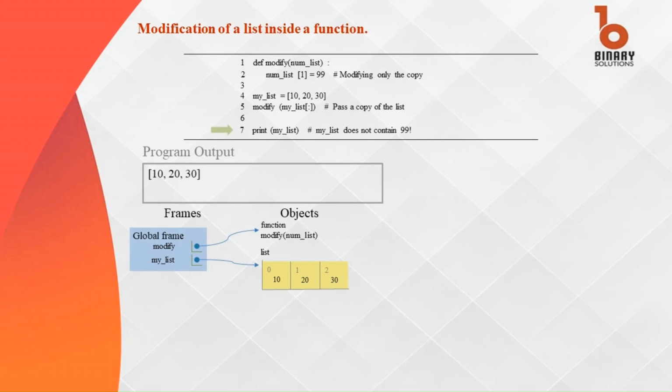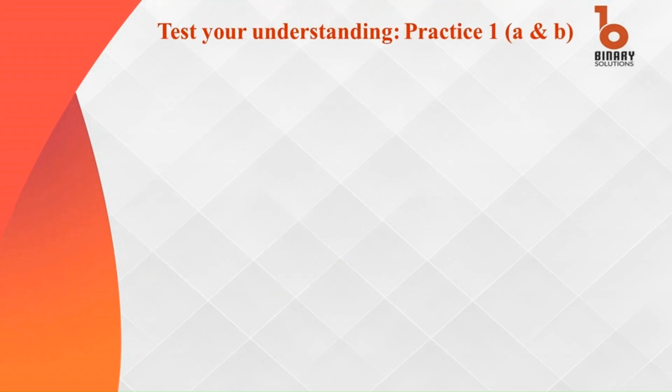This approach is useful for maintaining the integrity of the original data while allowing the function to manipulate a temporary duplicate for specific purposes. Now that we've explored the concept of function arguments, it's time to test your understanding.